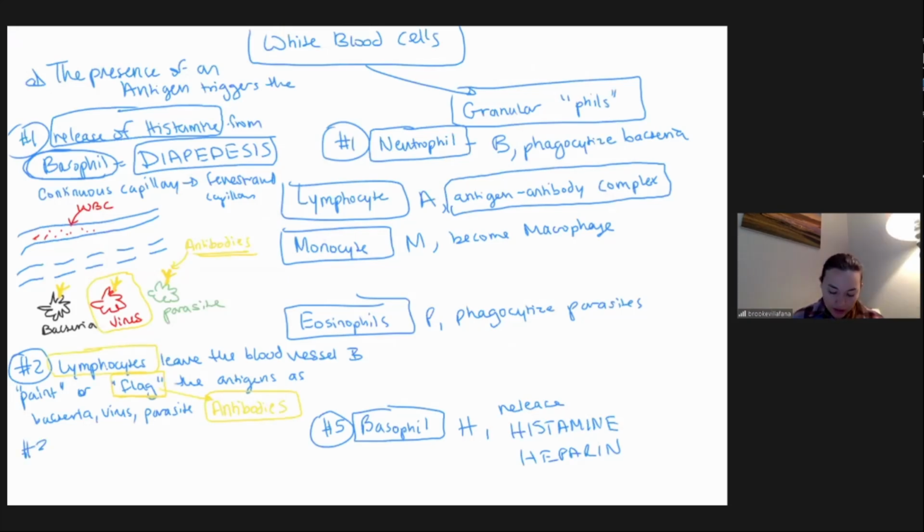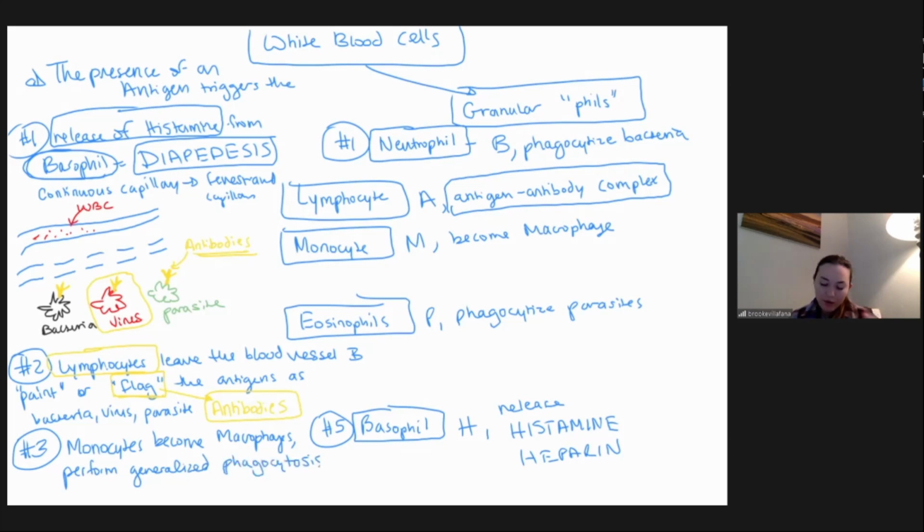Step number 3 is that now we've actually flagged those different bacteria, virus, and parasite, our different white blood cells are going to leave. So the monocytes become macrophages, and they perform generalized phagocytosis. The macrophages can eat anything. So they're going to go out, and we're going to say that for this one, they eat the virus. Let's draw ourselves a little macrophage. This is my little macrophage here, and he's eating the COVID virus. Let's say this person got COVID.